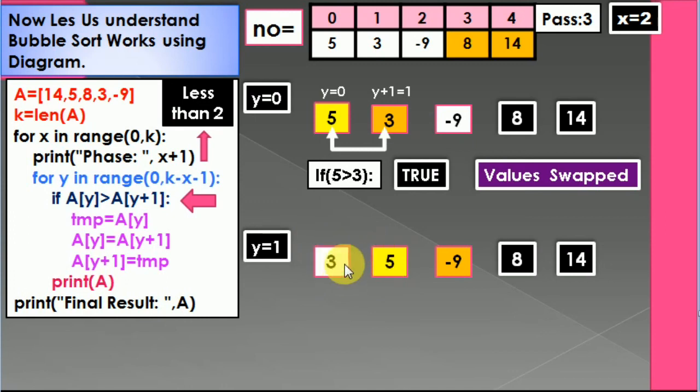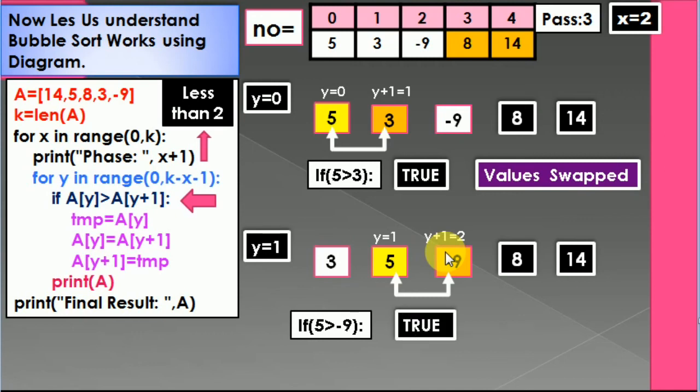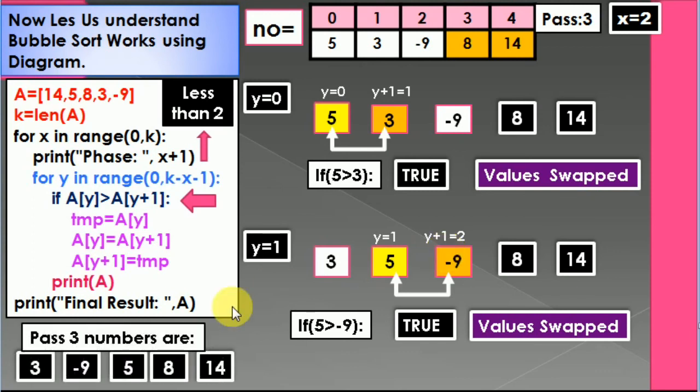Now where is y right now? It is at 1. That is the 1 index number sitting here. So when the value of y is 1, what is y plus 1? That is 2. That means 5 and -9 are going to be checked. Is 5 greater than -9? It is true. Now what happened? It will swap the values. The final result of pass 3, what is that? It is going to be like this: 3, -9, 5, 8 and 14.